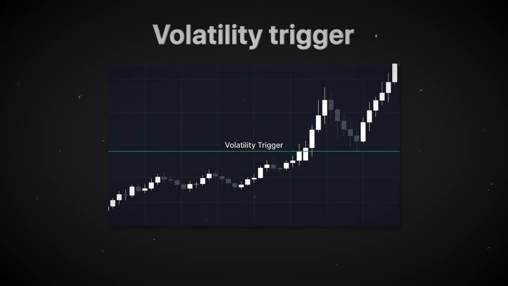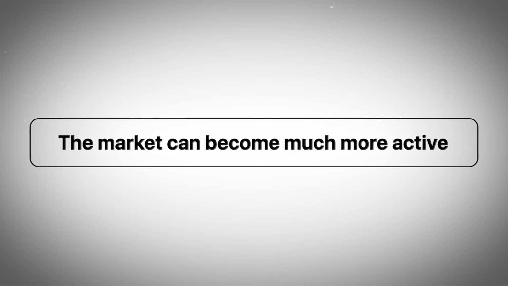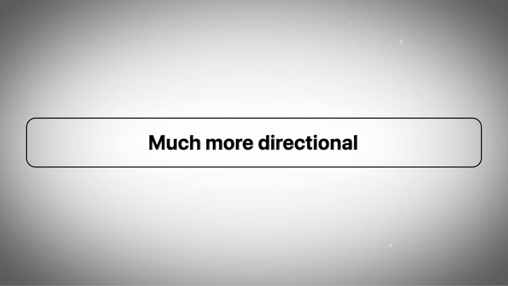And then there is the volatility trigger. This is a key level where volatility can start expanding. If price starts pushing through that area, the market can become much more active, much more directional, and much less stable. Now let's talk about positive gamma and negative gamma, because this is where it gets really useful.